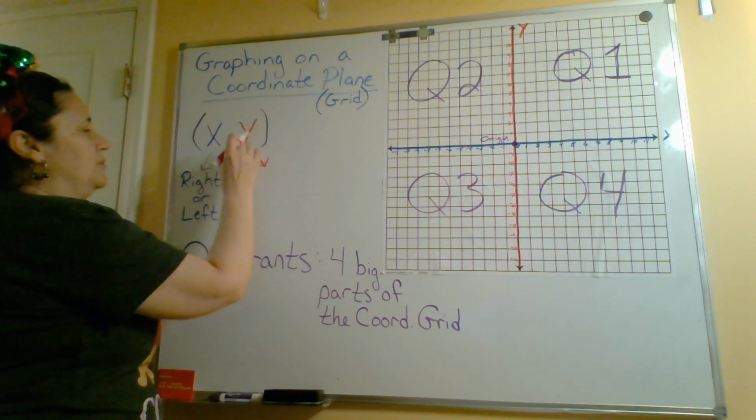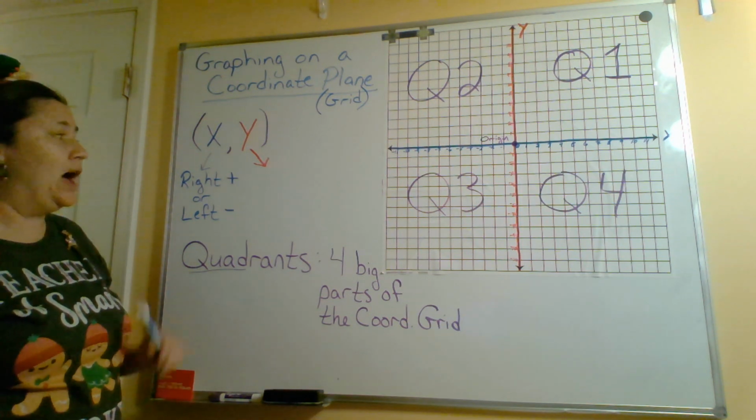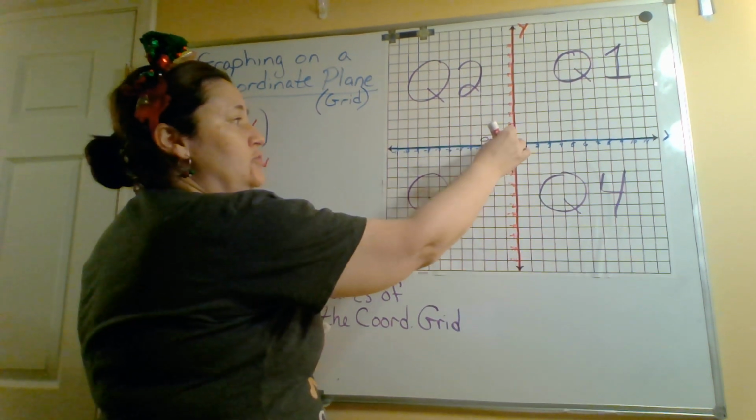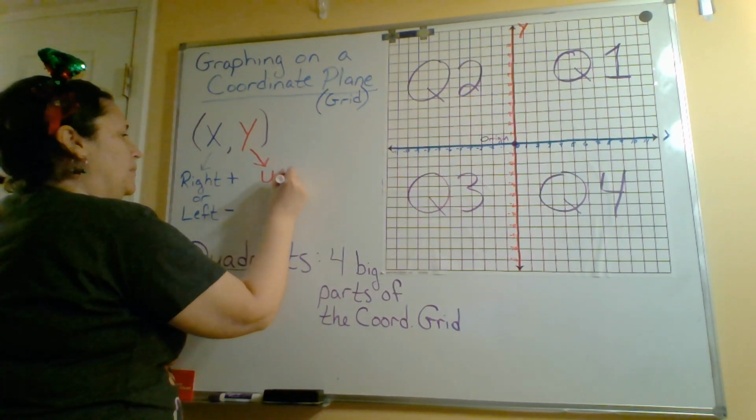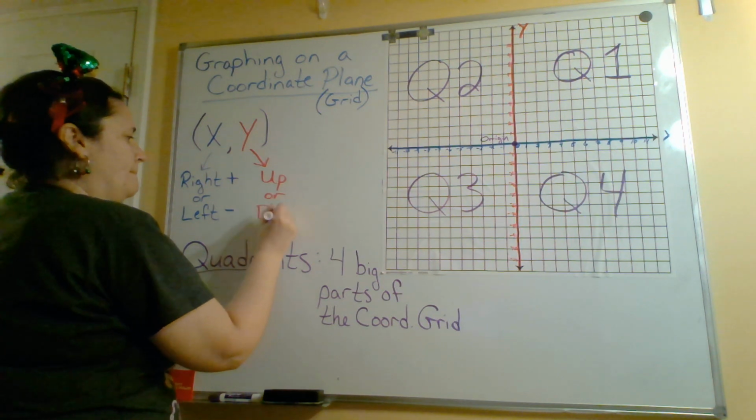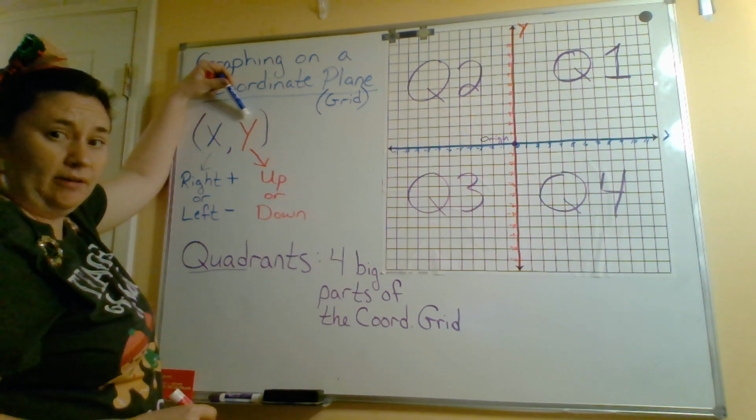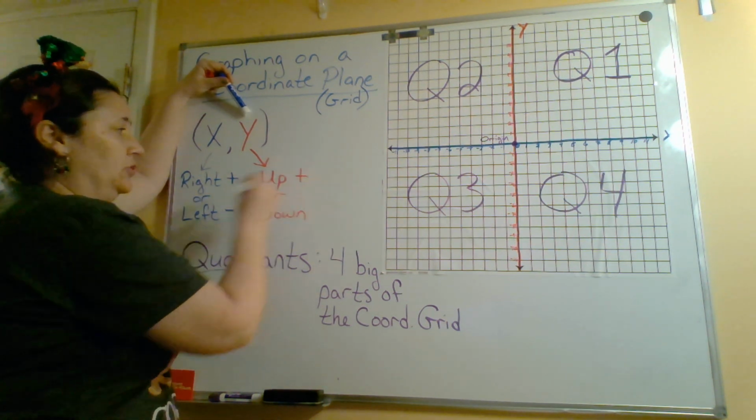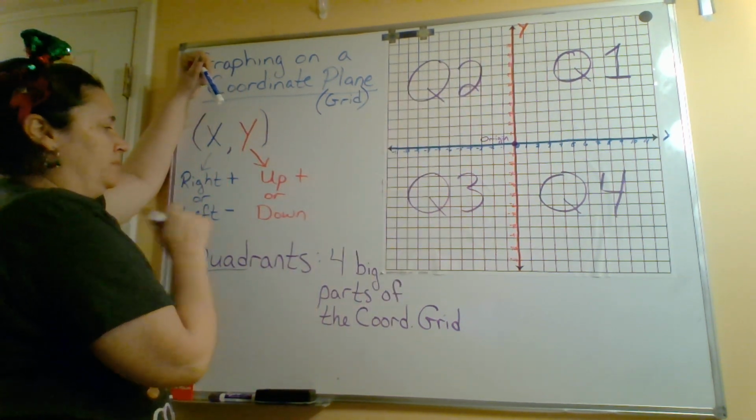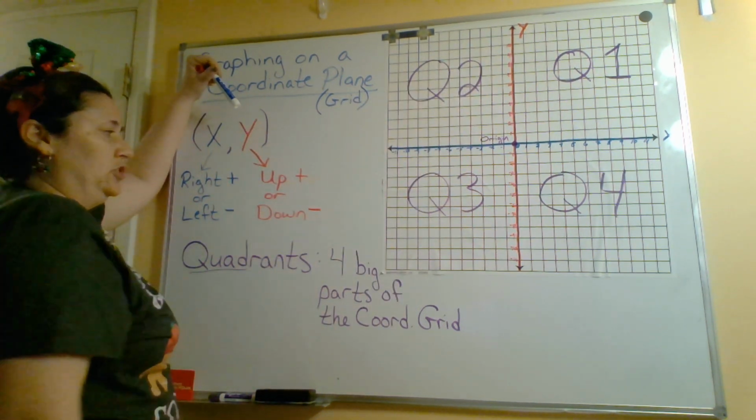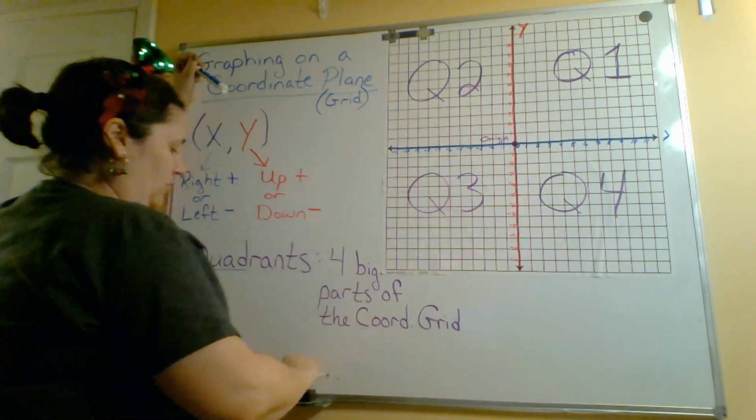For this Y number, the second number that I'm going to give you in an ordered pair, that's your Y number. It tells you, if you start at the origin, how far to go up or down. If this second Y number is positive, you're going to go up because the positive numbers go up on the Y-axis. If this number is negative, you're going to go down. You're going to start here at the origin and go down to the negative numbers.